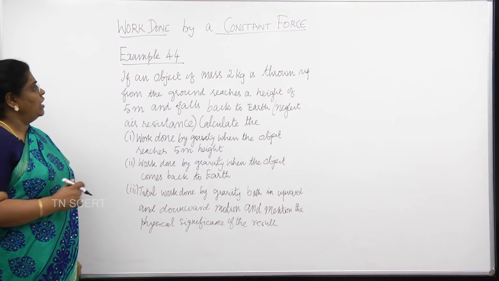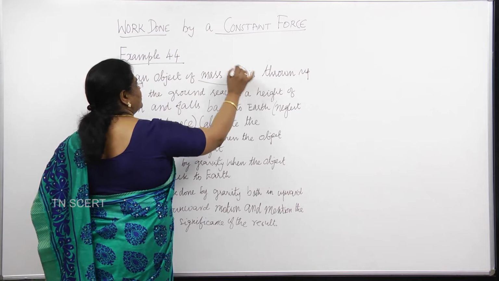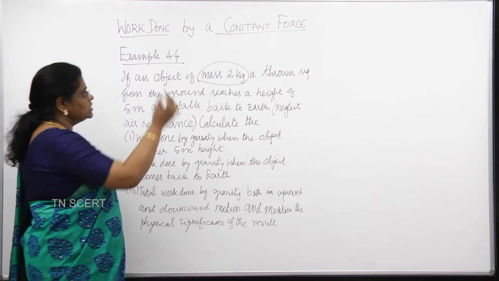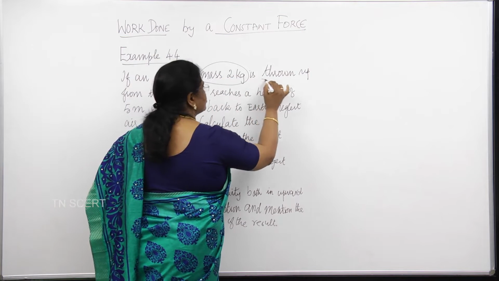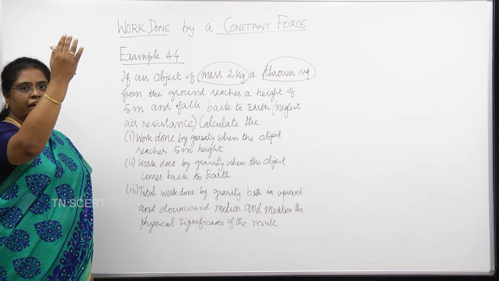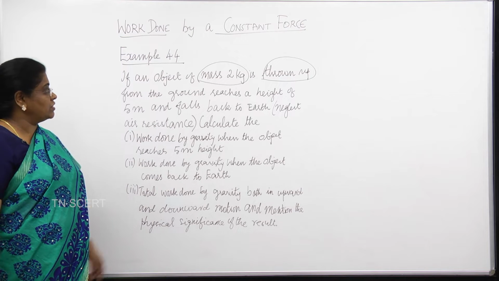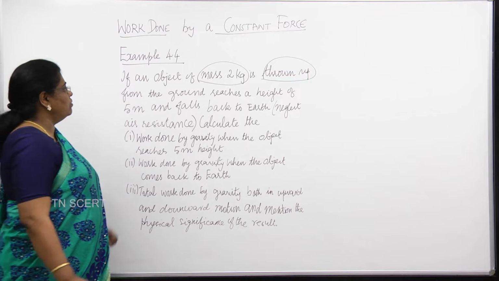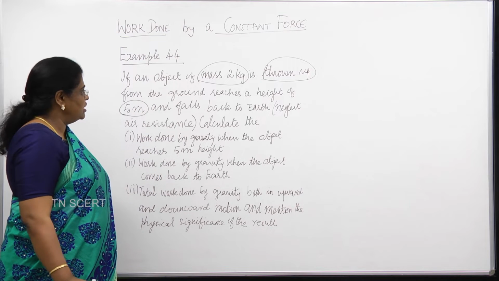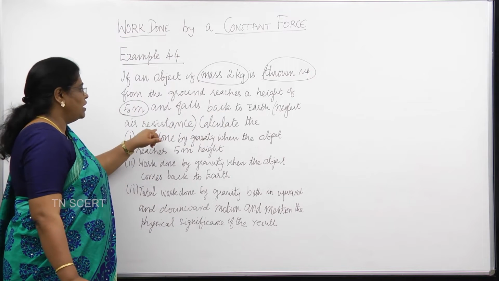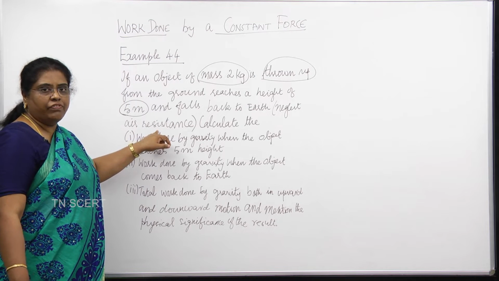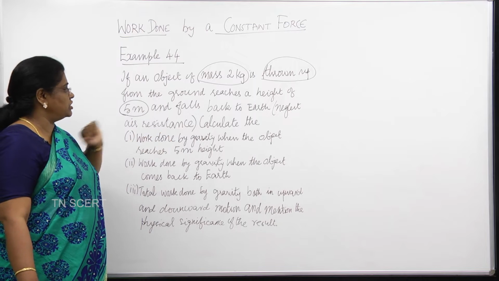Now, what is the situation here? Mass is given, a 2 kg mass is thrown up, and anything that is thrown, after reaching a particular height, will come back to earth. That is what it says: from the ground it reaches a height of 5 meters, and it comes back to earth, and we are asked to neglect the air resistance.